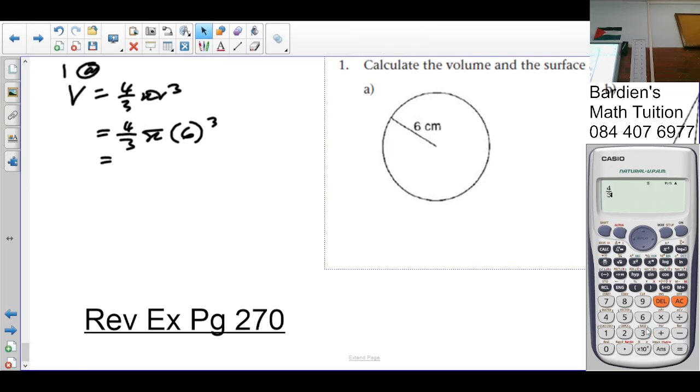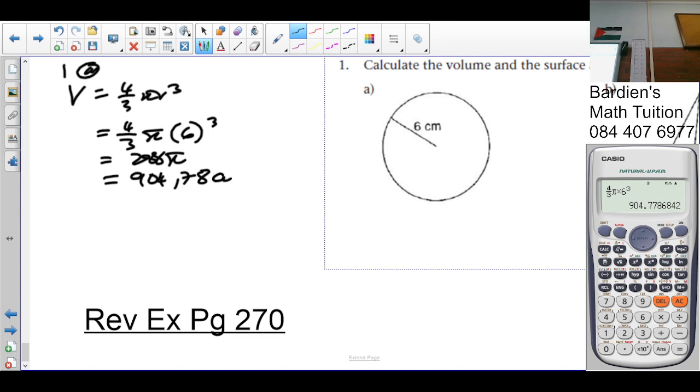4 over 3 pi times 6 cubed gives you 288 pi, which is equal to, if we send it to decimal, 904.78 centimeters cubed.